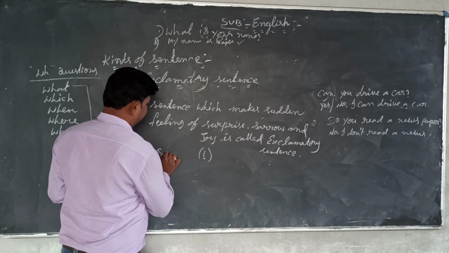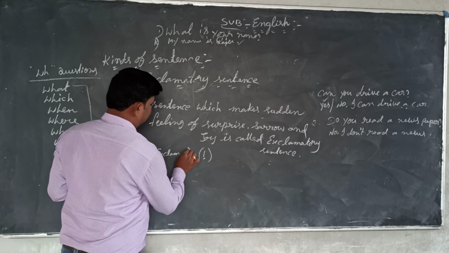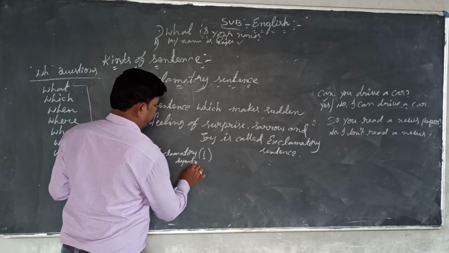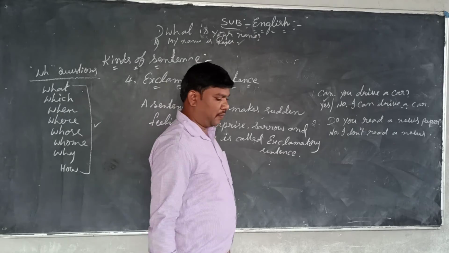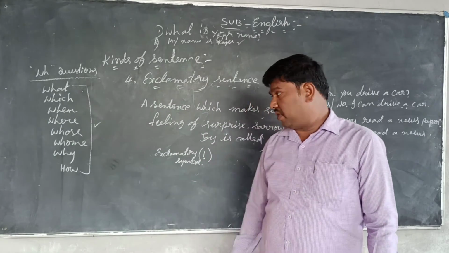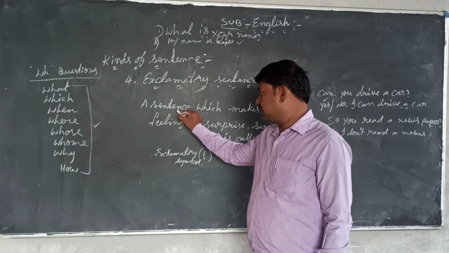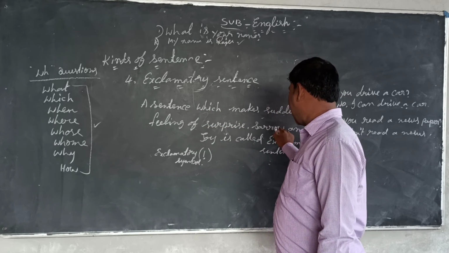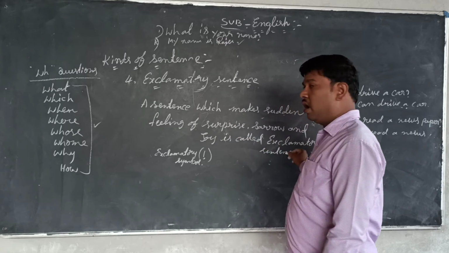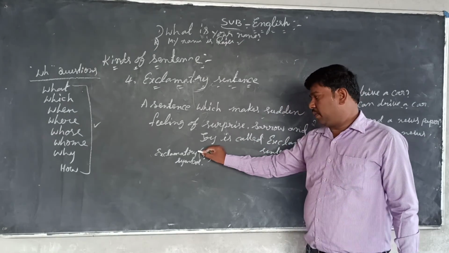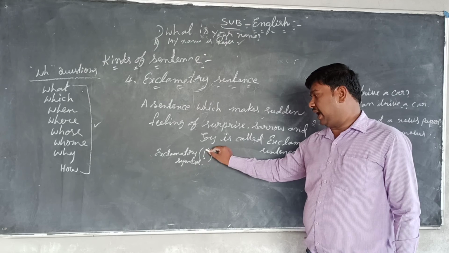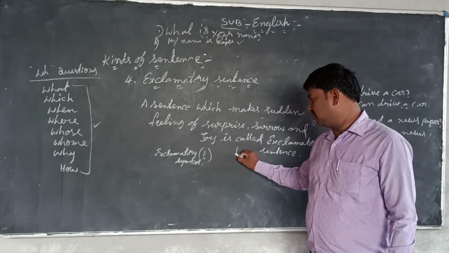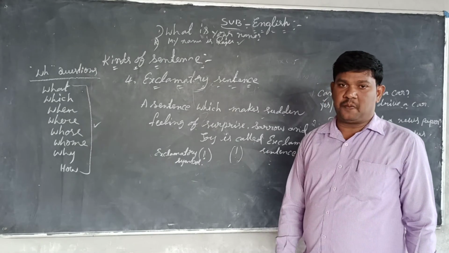This is the exclamatory symbol. What have I written on the board? Once again, read it loudly. A sentence which makes a sudden feeling of surprise, sorrow, and joy is called an exclamatory sentence. An exclamatory sentence is indicated with an exclamatory mark like this. This is the exclamatory symbol.